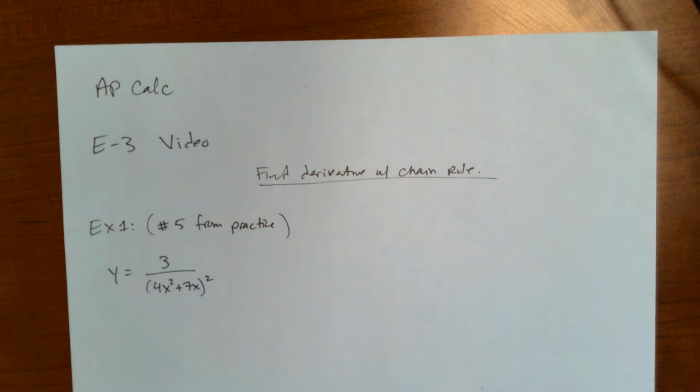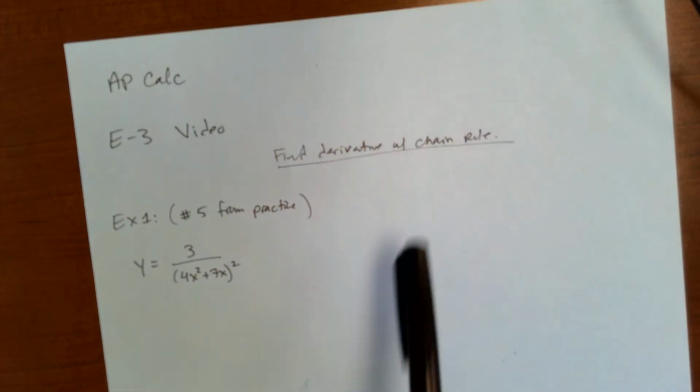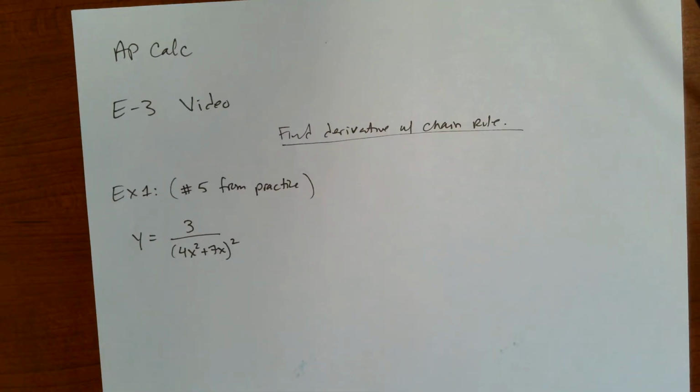Okay, so here's E3. We're going to find the derivative using chain rule. I'm just going to do two quick examples. This is number 5 from the practice, so you don't need to do number 5 from the practice unless you want to do it again. But this is number 5 from the practice, and it asks you to find the derivative with chain rule.